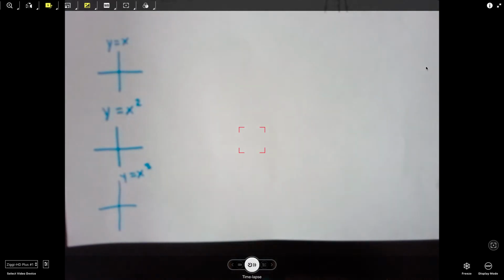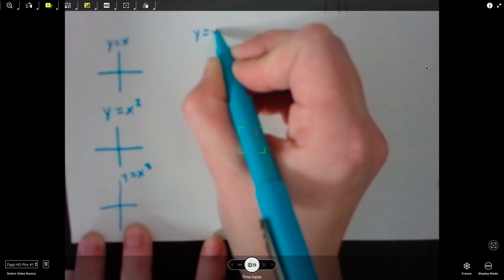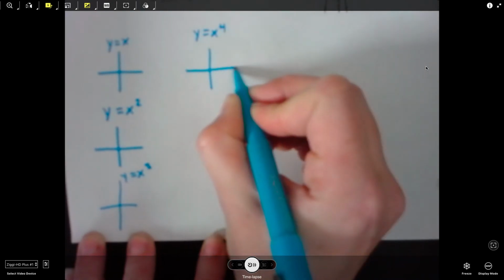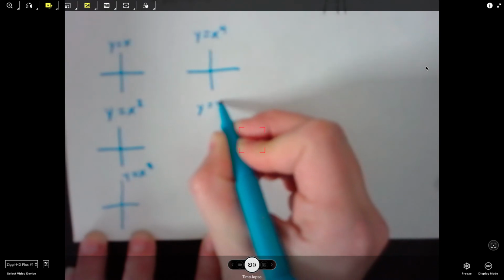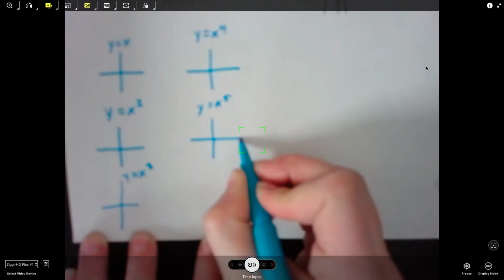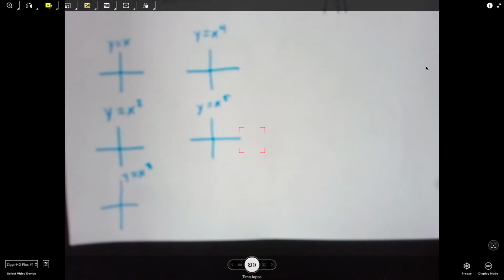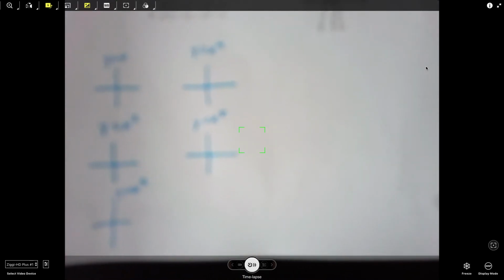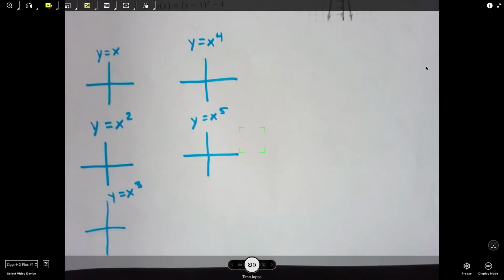All right, the next one. Y equals x to the 4th power. See what it looks like. And then we'll do x to the 5th power. Those 5. We'll add a couple more here in just a second. 4 more, 5 more. There you go. Take a stab at what you think x to the 5th power looks like. X to the 5th power.